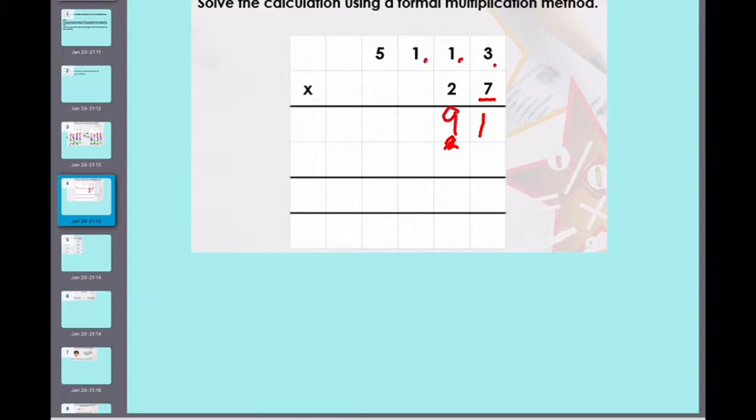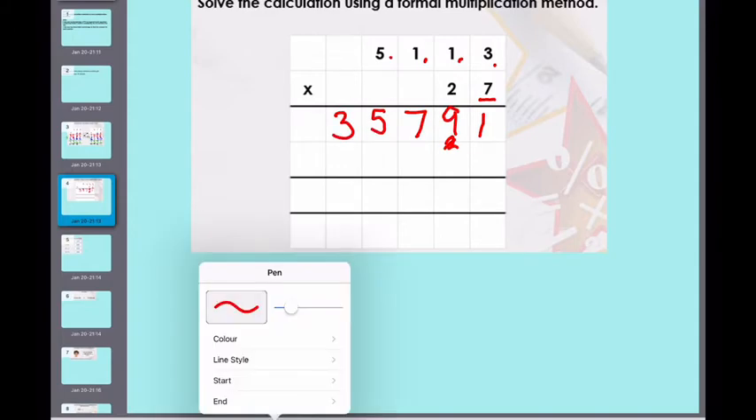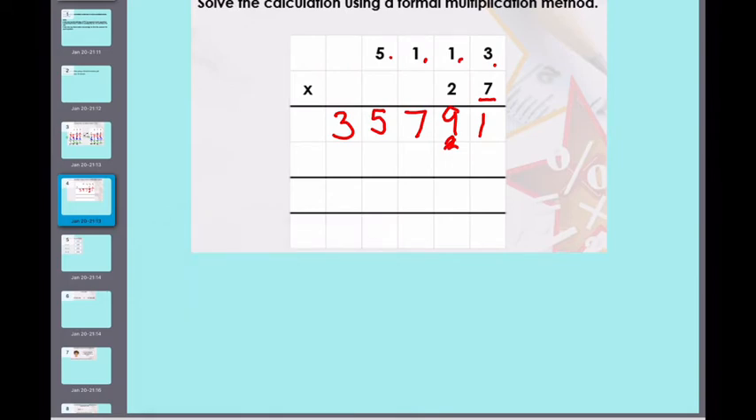7 multiplied by 1 is 7, and 7 multiplied by 5 is 35. Had to think about that one there. Okay, and then moving on to the tens. I've got 2 tens, so that I don't have to think about that as 20.